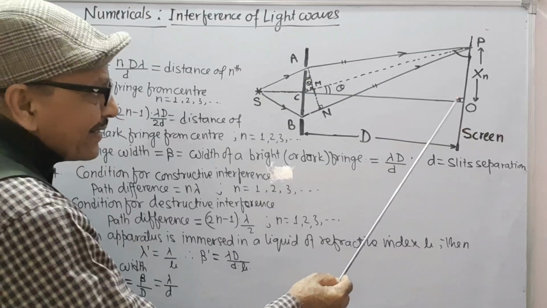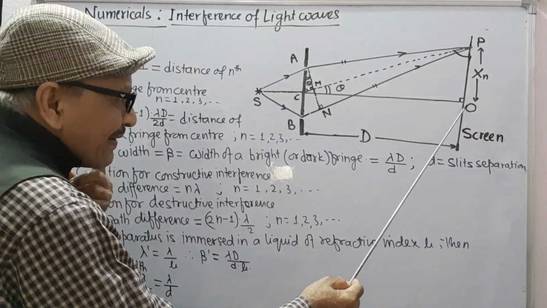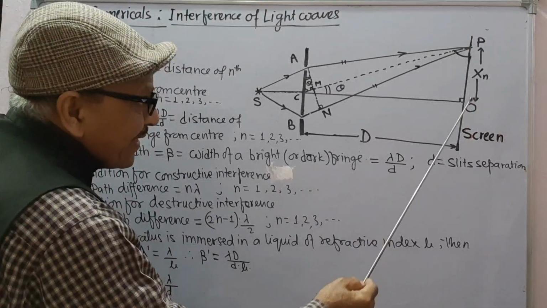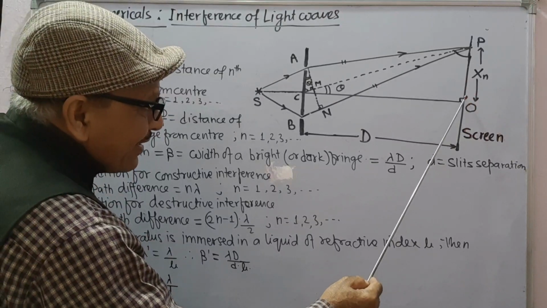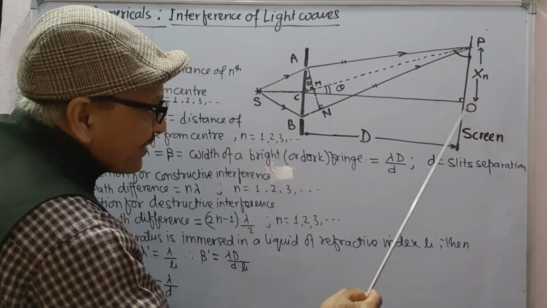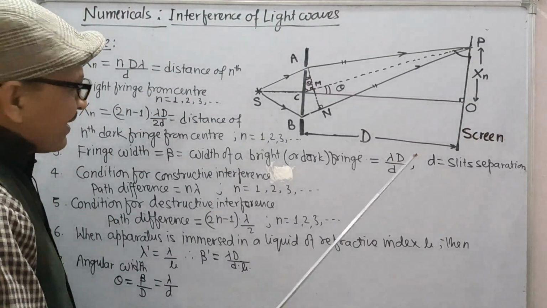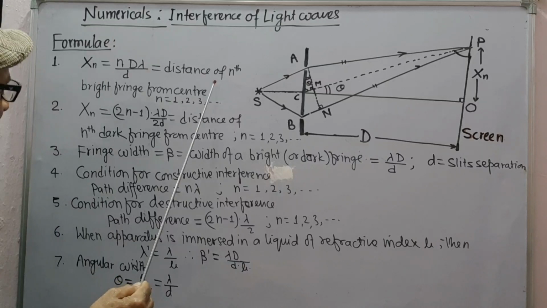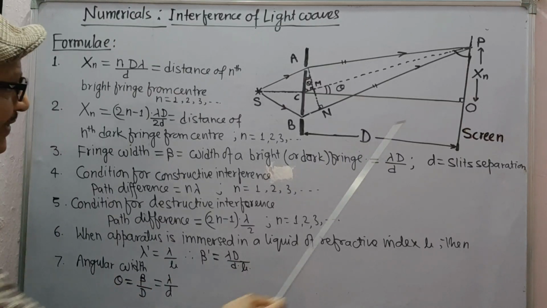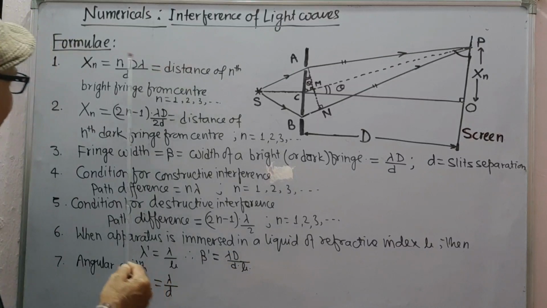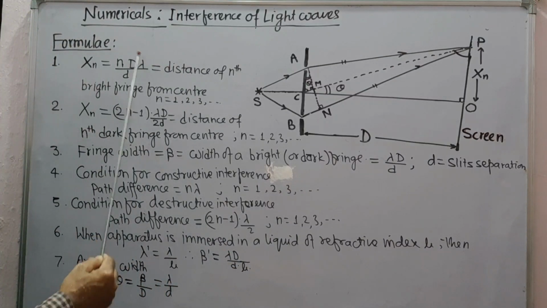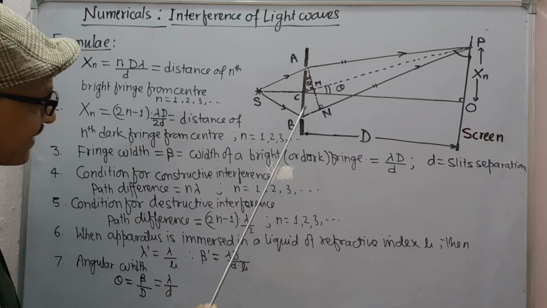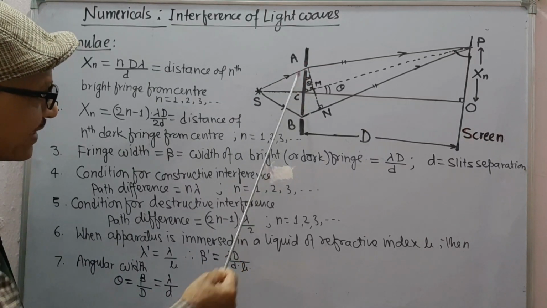Due to constructive and destructive interference, alternate bright and dark fringes are observed on the screen, the central fringe on the screen being bright. The distance of the nth bright fringe from center is given by the relation xn is equal to n lambda D upon d, where d is the slit separation, meaning the separation between the two slits A and B.